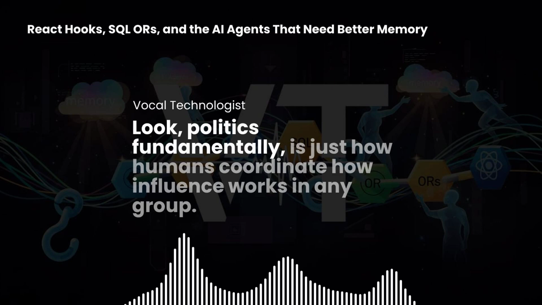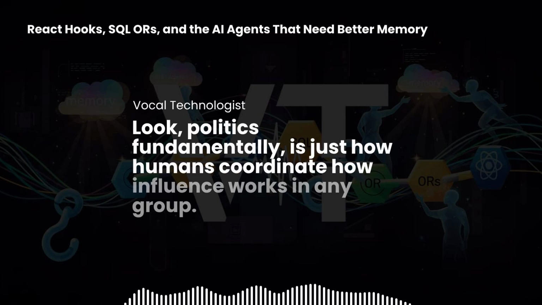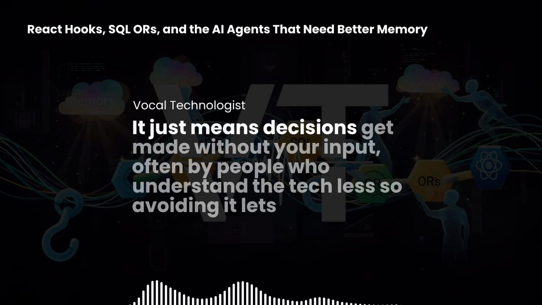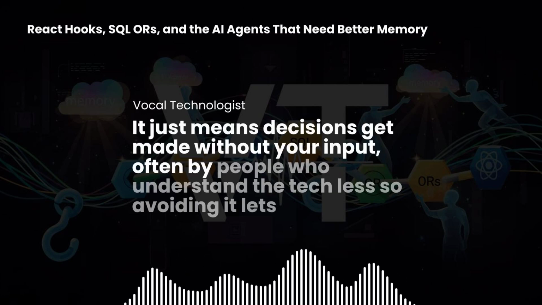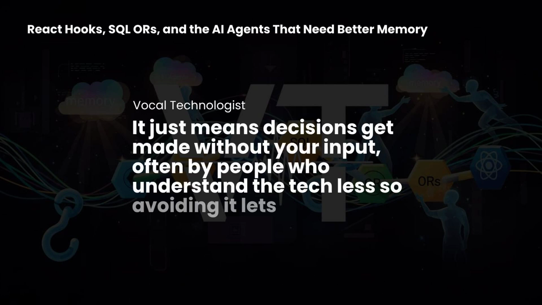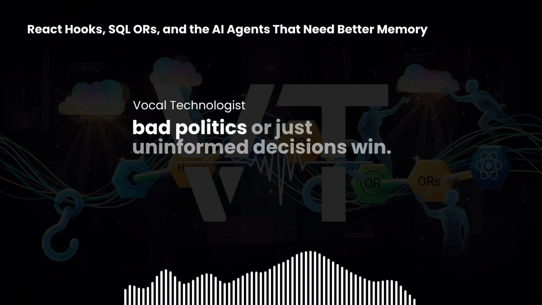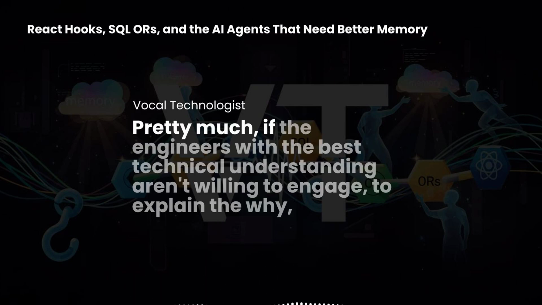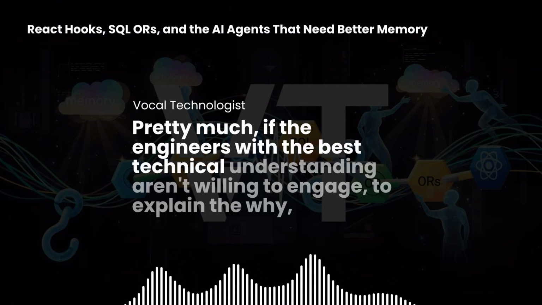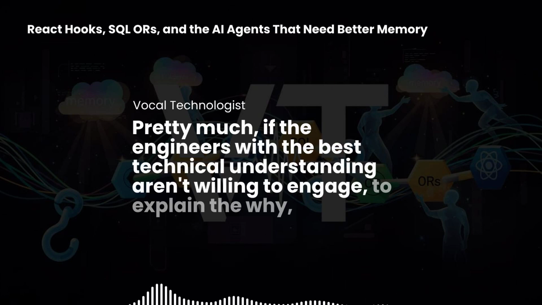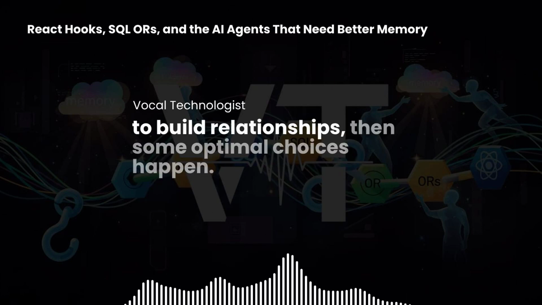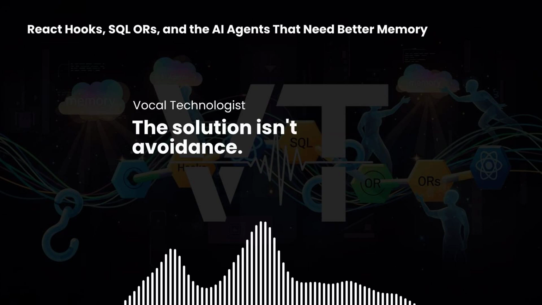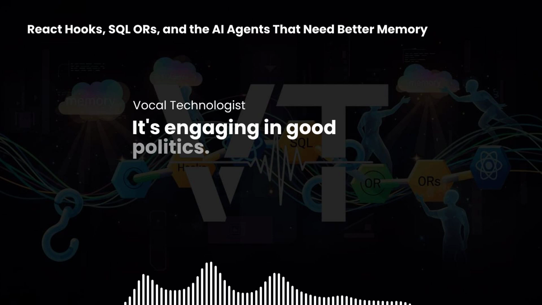Look, politics, fundamentally, is just how humans coordinate, how influence works in any group. Avoiding it doesn't make it go away. It just means decisions get made without your input, often by people who understand the tech less. So avoiding it lets bad politics or just uninformed decisions win. Pretty much. If the engineers with the best technical understanding aren't willing to engage, to explain the why, to build relationships, then suboptimal choices happen. The solution isn't avoidance, it's engaging in good politics.